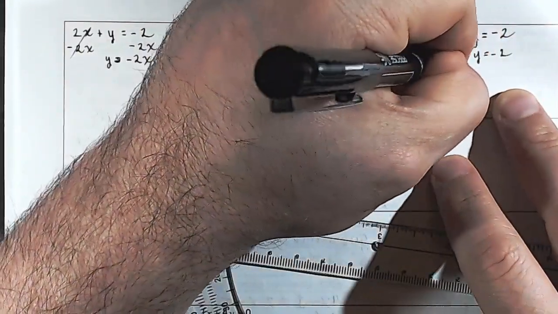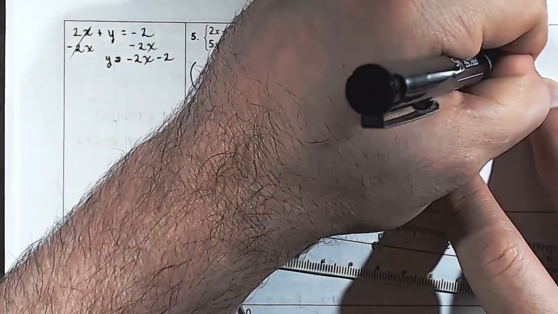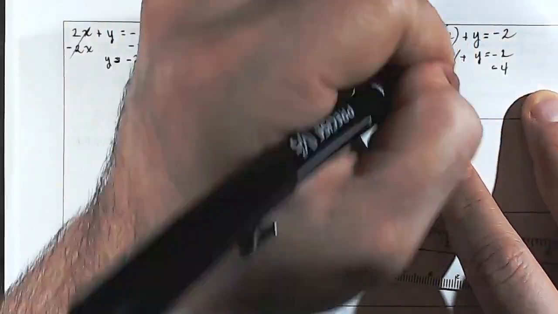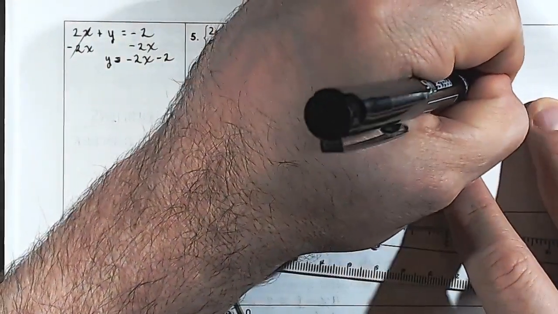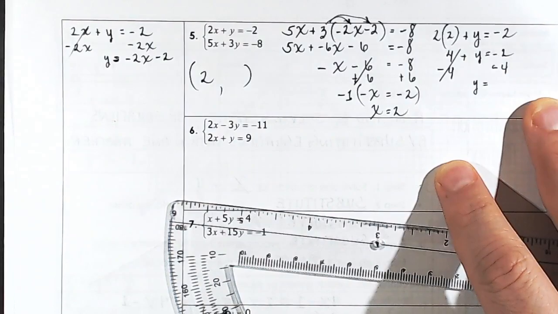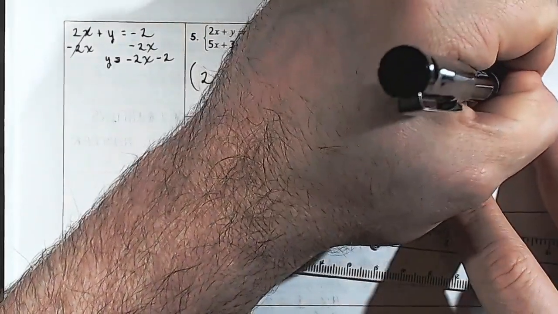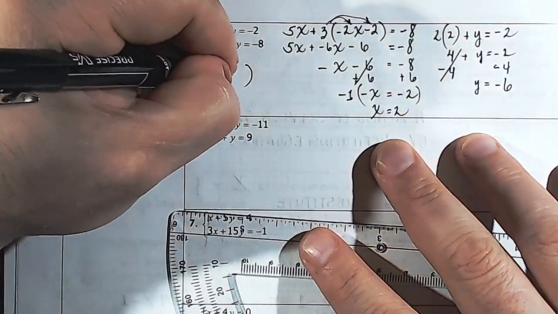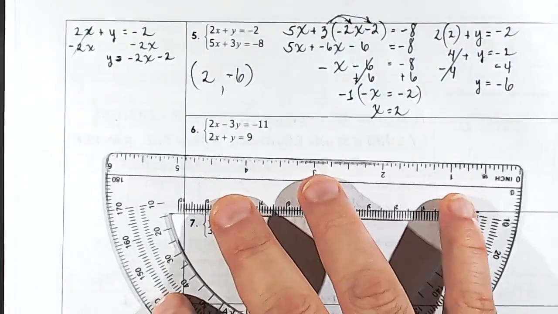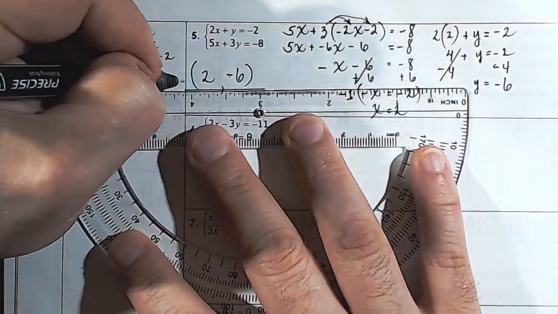And I can subtract 4 from both sides, getting y by itself. Y is equal to negative 2 minus 4, which is negative 6. So 2 comma negative 6 is the solution to this system of equations.